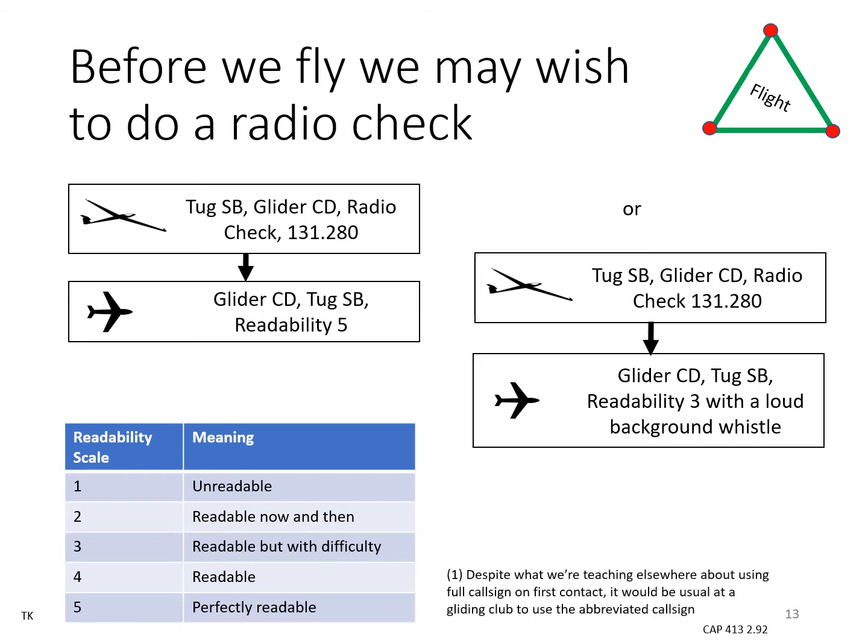A normal call at an airfield with ATC will include the full call sign and the frequency. At a gliding site, it's probably going to be the short call sign without the frequency, since there's no possibility of confusion.